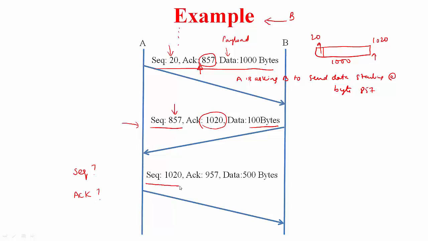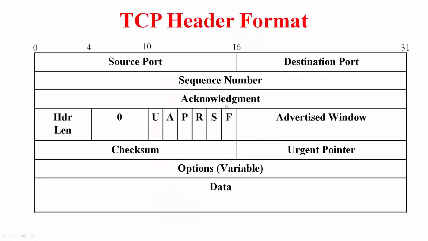Well, the sequence number will be 1020 because this is what B is asking. And you are acknowledging this particular segment where again this is 100 bytes, this first byte is 857 and you want this byte which turns out to be 957. So that's with sequence number and acknowledgement. Following this is the header length. So you specify what is the header length. You need to specify this because there are options here. In case there are no options, the TCP header length is 20 bytes.